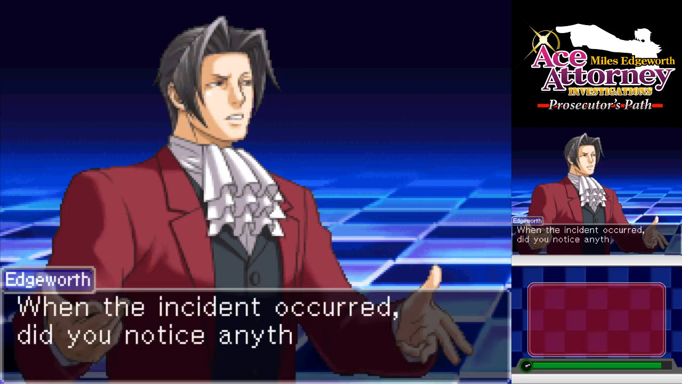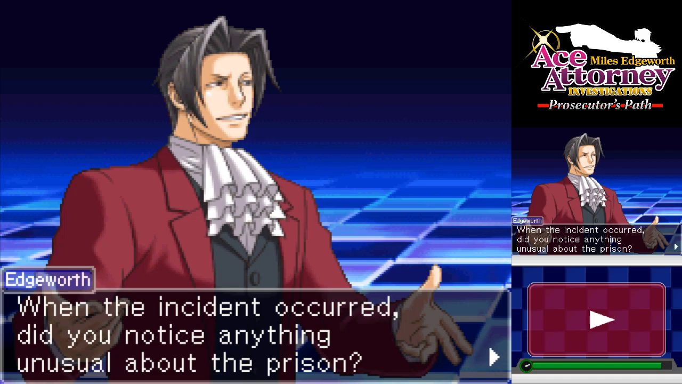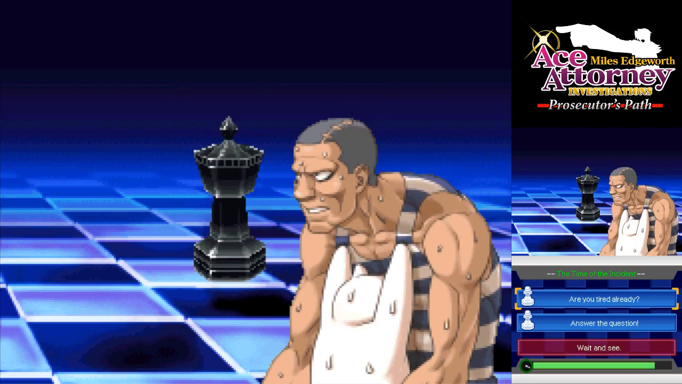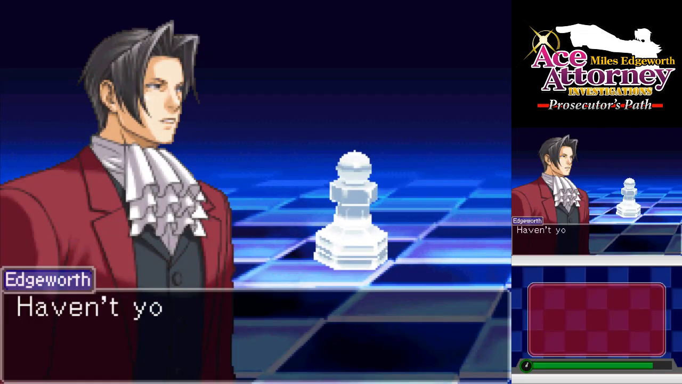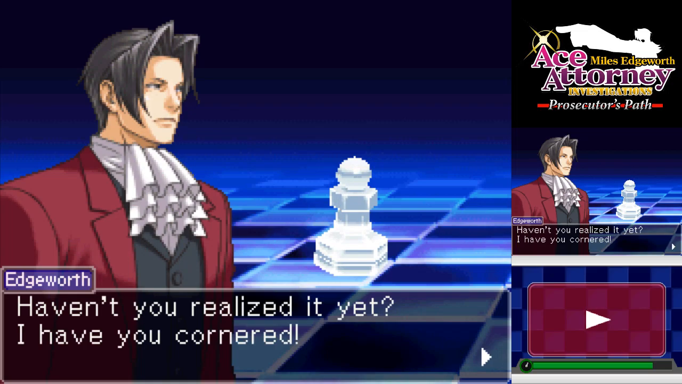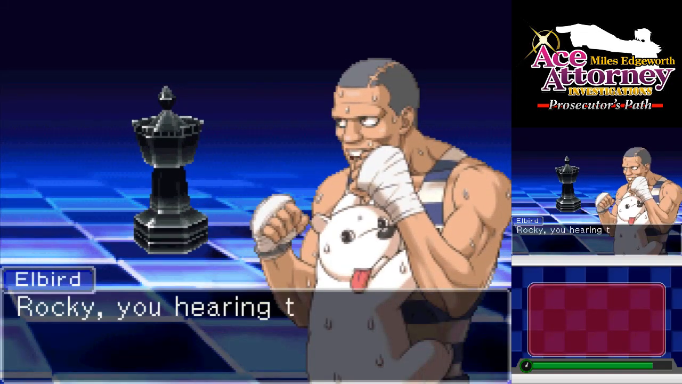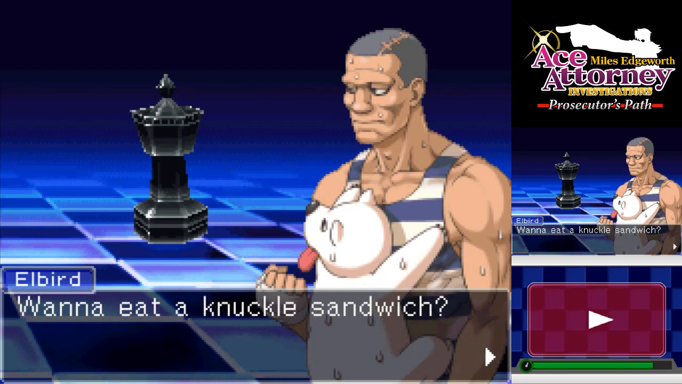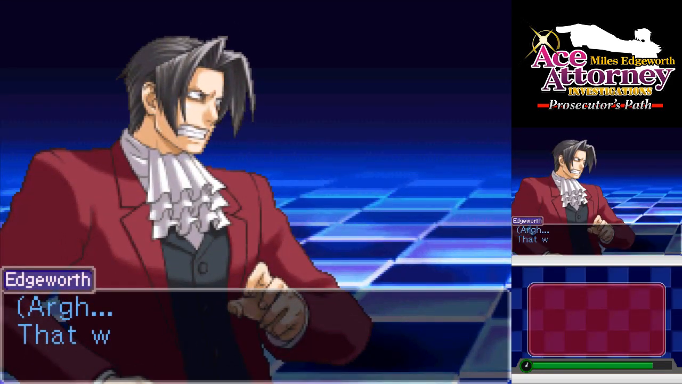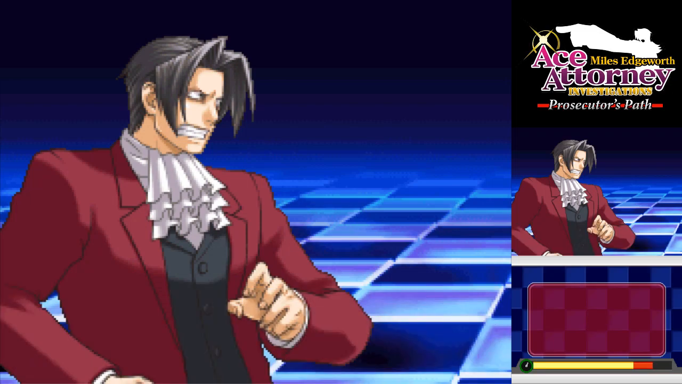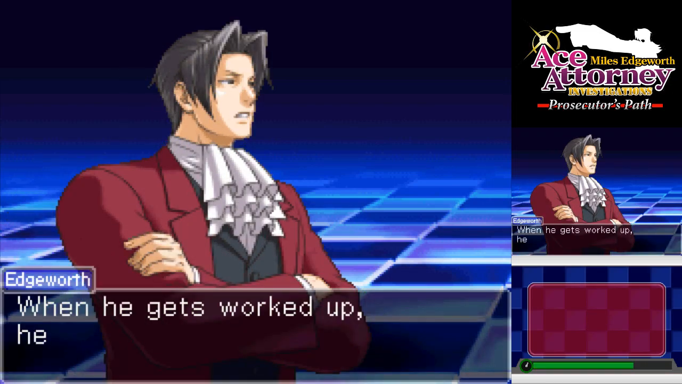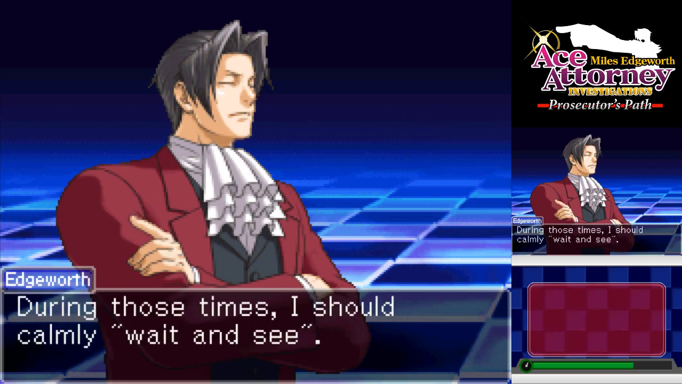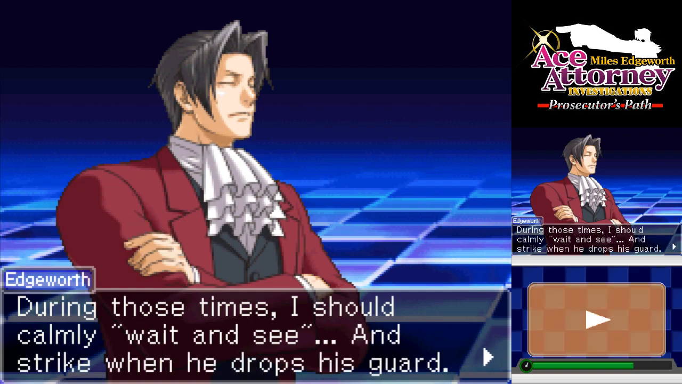When the incident occurred, did you notice anything unusual about the prison? Huh? Haven't you realized it yet? I have you cornered. Rocky, you hearing this? I got no time for jibber jabber. Want to eat a knuckle sandwich? That was a wasted remark. When he gets worked up, he enters his fighting stance. During those times, I should calmly wait and see, and strike when he drops his guard.